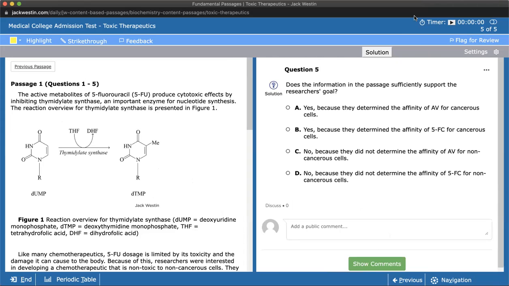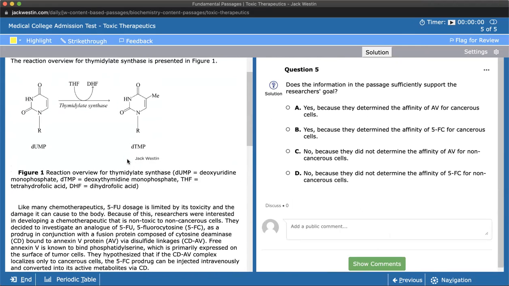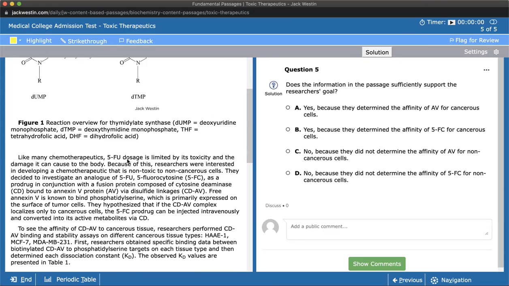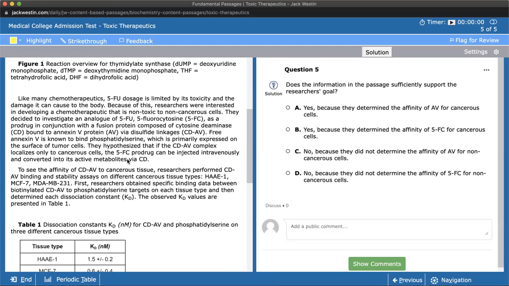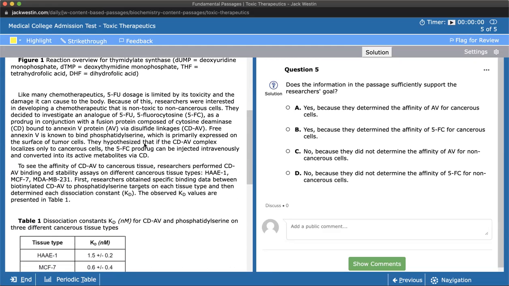And last question. Does the information in the passage sufficiently support the researcher's goal? So what was their goal? It was to create a non-toxic chemotherapeutic alternative to 5-FU. Exactly. And so did they accomplish their goal of creating a non-toxic drug?